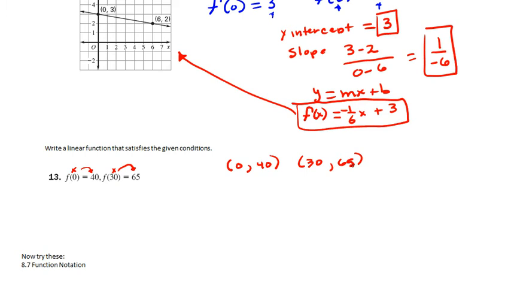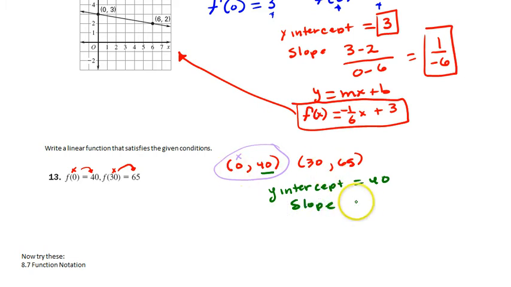So again, I have 2 points. And notice one of our points has 0 in the x-coordinate. So that means this is my y-intercept here. So I know my y-intercept equals 40. Now I just need to know my slope to be able to write my equation.